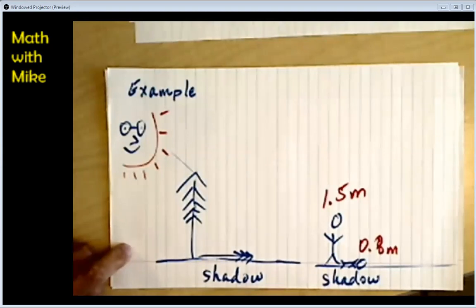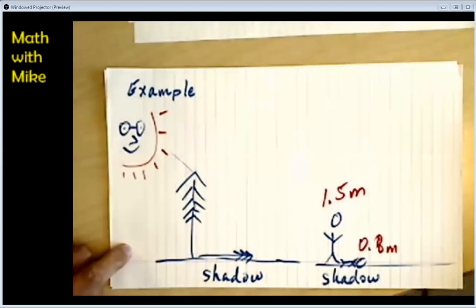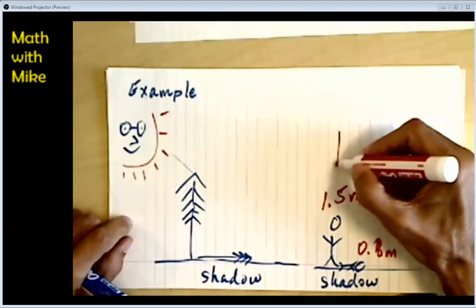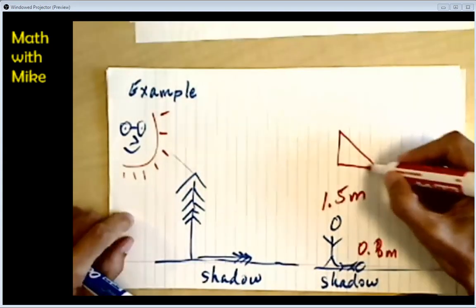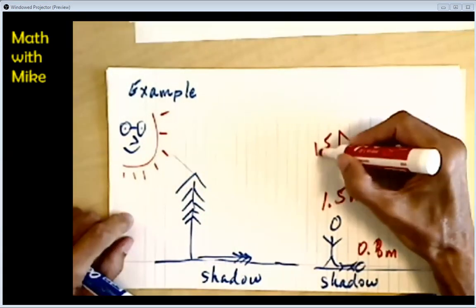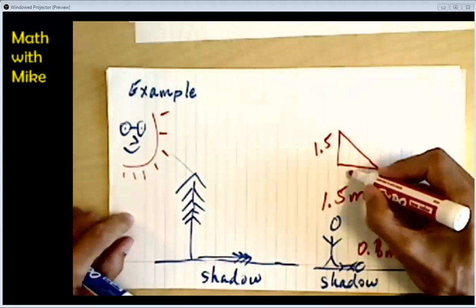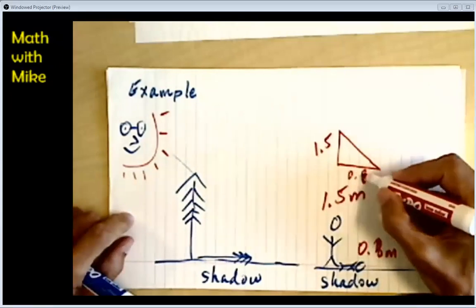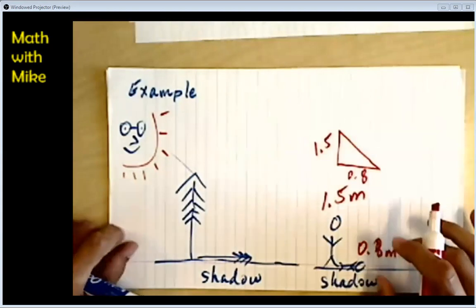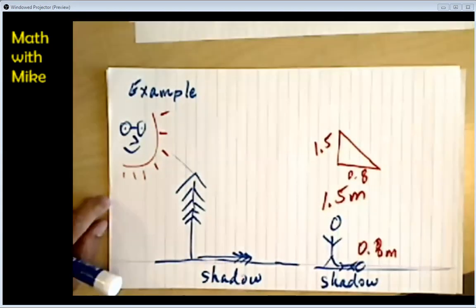Well, notice, what did they give you? What you got is a small triangle like this, where this side is 1.5 and this side is 0.8. Just by changing the picture to something a little more mathy, right?